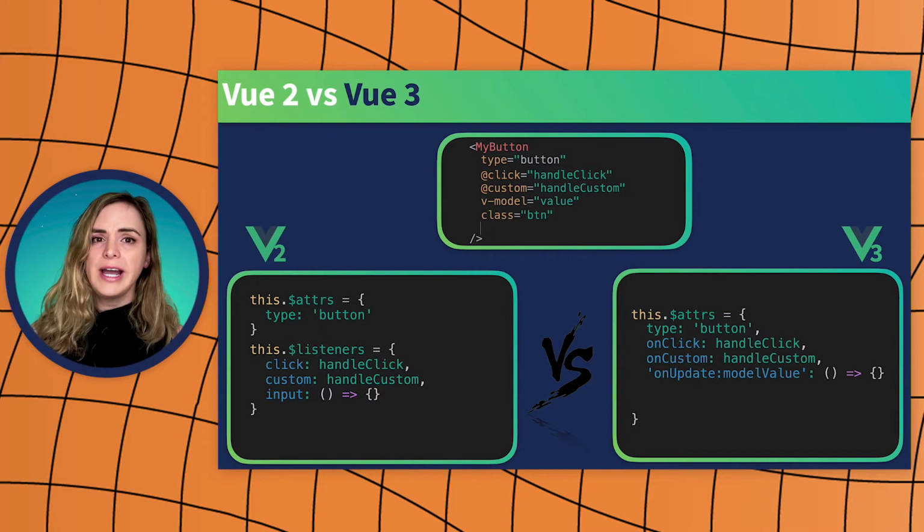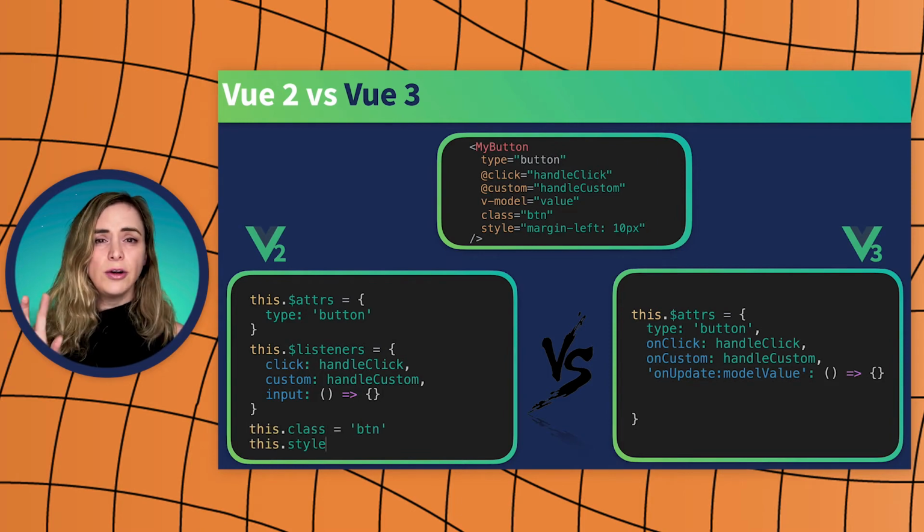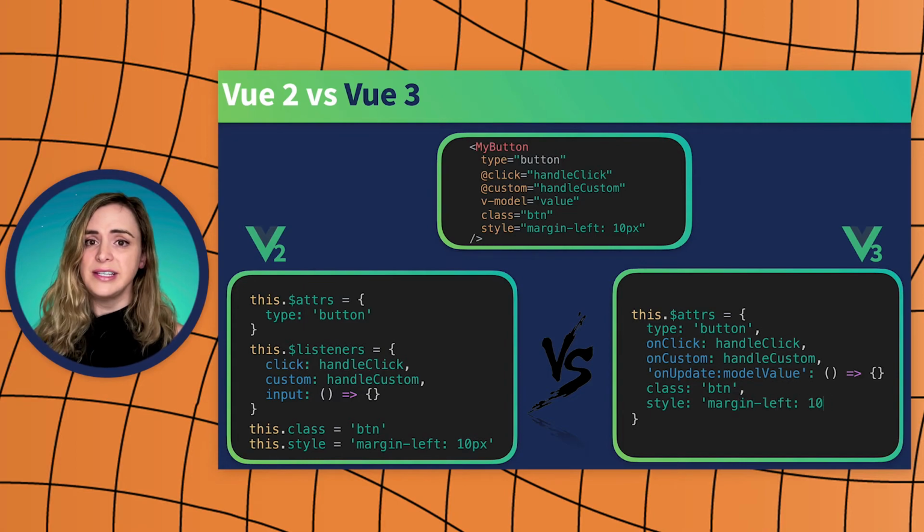A moment ago, I mentioned that class and style have special behavior. In Vue 2, they live inside their own component level properties. In Vue 3, they reside at the same level as $attrs in the data of the component instance.